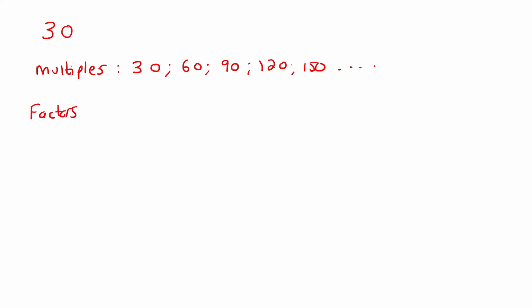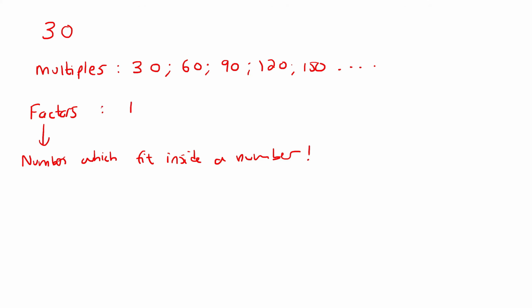If we go look at multiples, that means you are going to count in 30s. So 30, 60, 90, 120, 150. You see how we're counting in 30s? Now let's talk about factors. Factors are the numbers that fit inside a number. So that would be things like, we always start with, I like to do it like this.